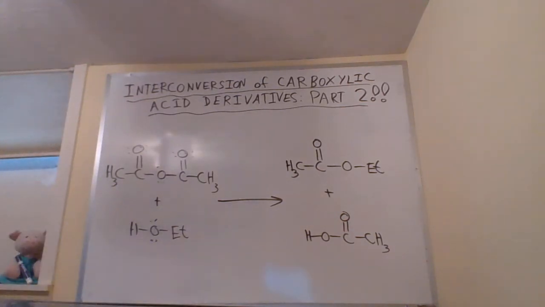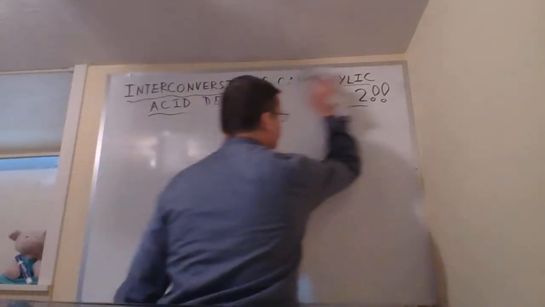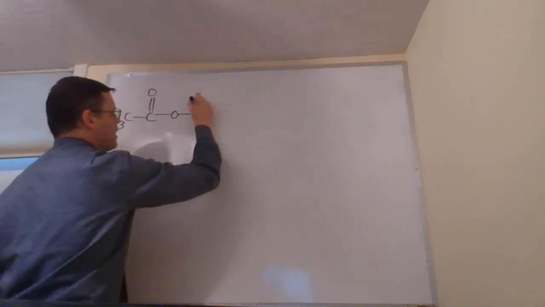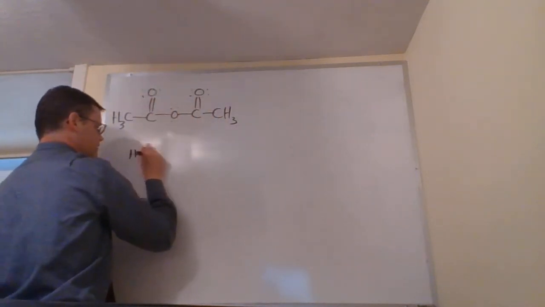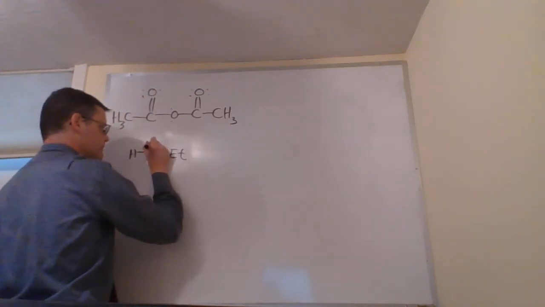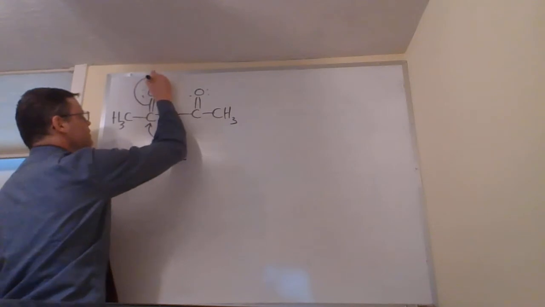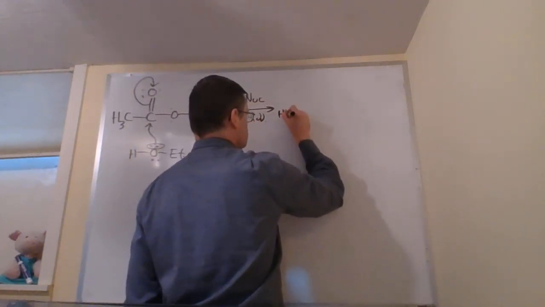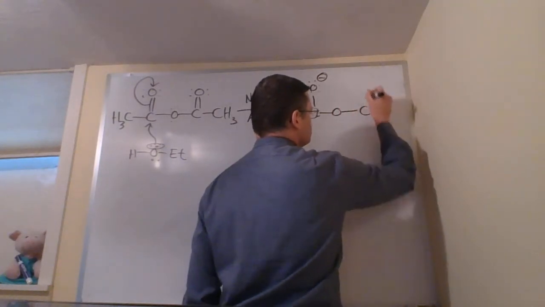All right, so the mechanism here. There's my acetic anhydride, and I've got my ethanol here, my nucleophile, my lone pair nucleophile. That lone pair of electrons is going to attack the carbonyl carbon in a nucleophilic addition step. That's our elementary mechanistic step. We make a tetrahedral intermediate, shown here.